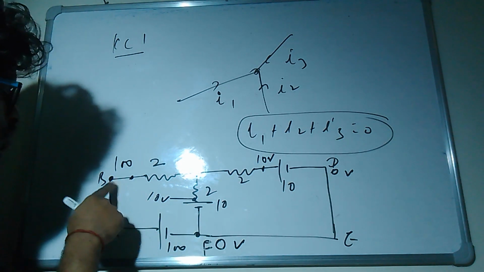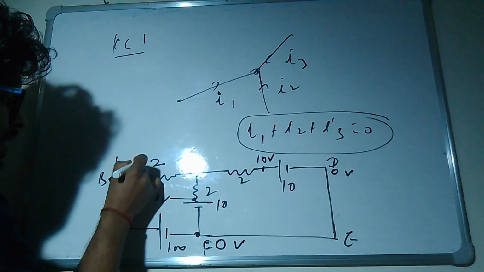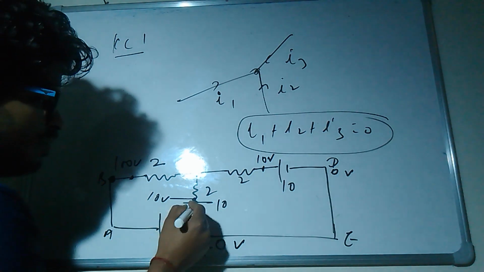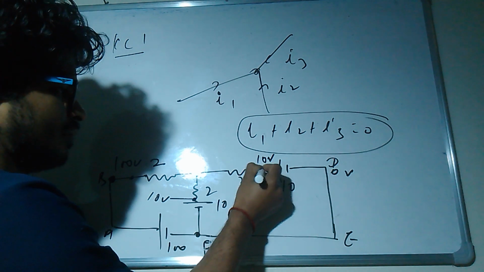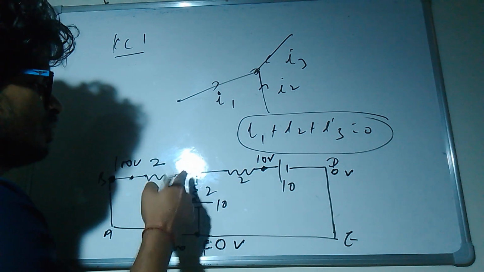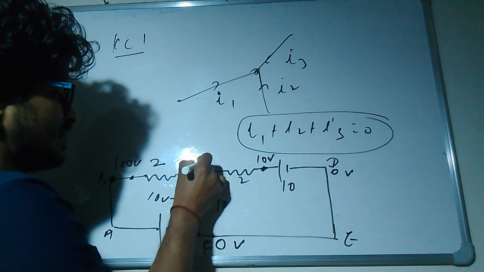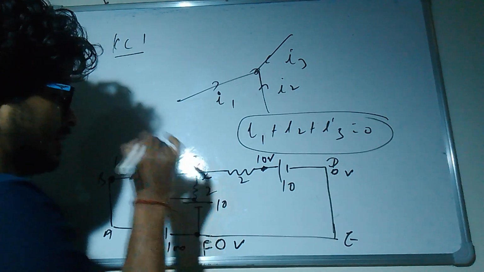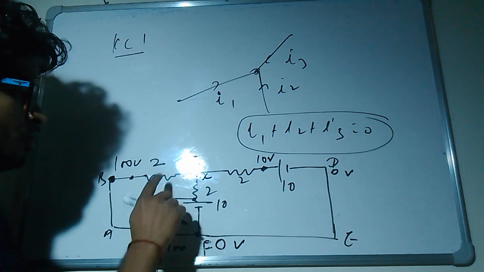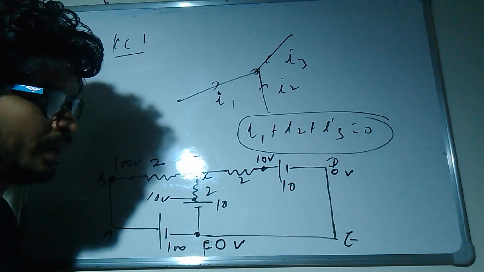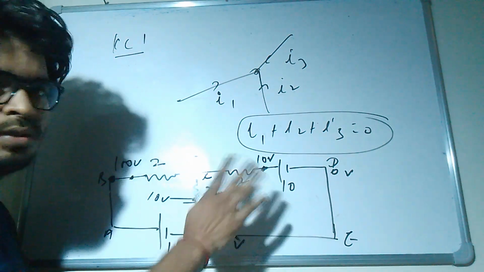Now you know the potential here is 100 volt, and you also know the potential here is 10 volt, and here is 10 volt, but you don't know the potential over here. Suppose I take this point as C, and suppose the potential here is X. Now I need to find the current everywhere. Once we get the value of X, we can find the current everywhere, so it's easy to solve.